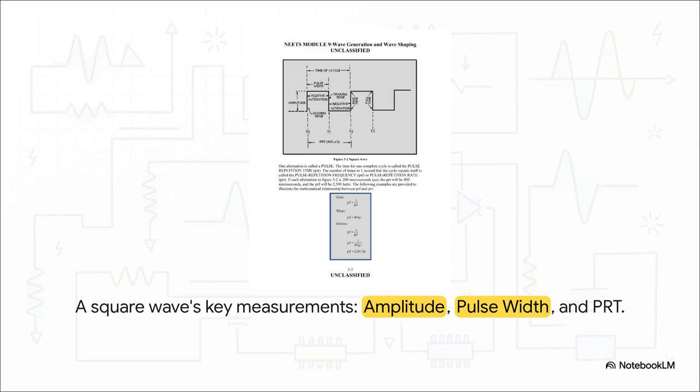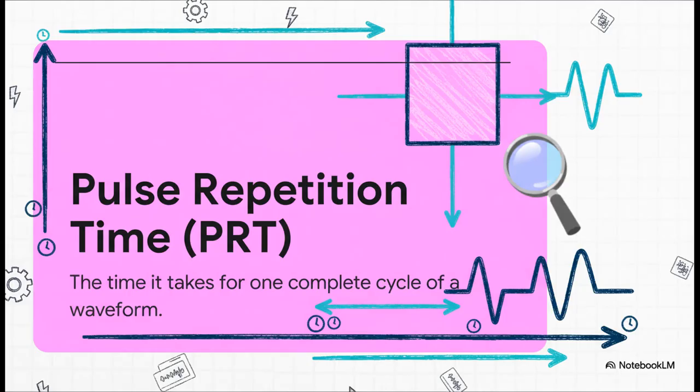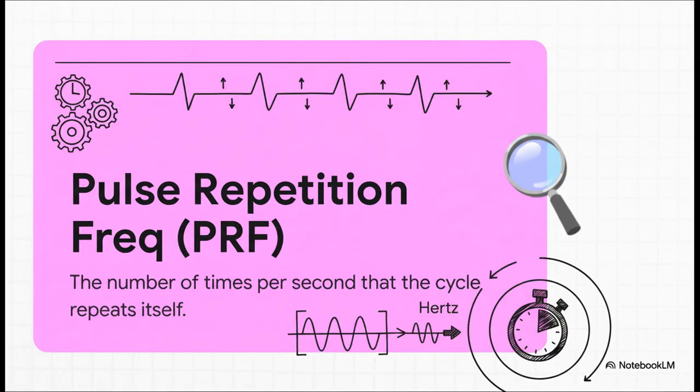Let's zoom in on those. First up is pulse repetition time, or PRT. And honestly, the name says it all. It is the amount of time it takes for the wave to complete one full pattern, one full cycle, before it starts all over again. And its partner is pulse repetition frequency, or PRF. So if PRT measures the time for one cycle, PRF measures how frequently those cycles happen. It's the number of cycles that happen in one single second, and we measure that in hertz.